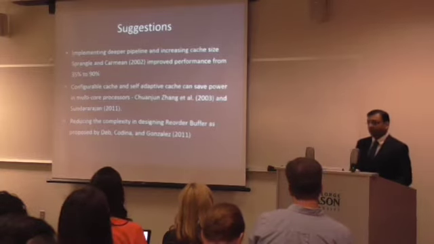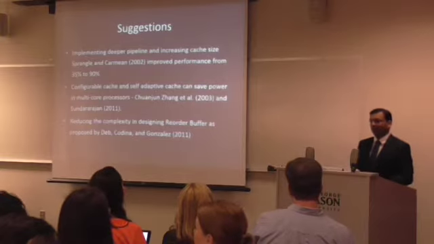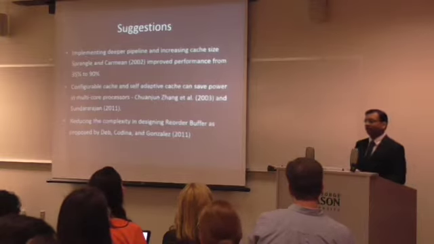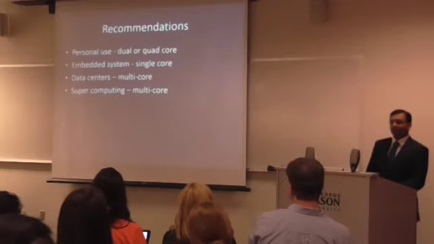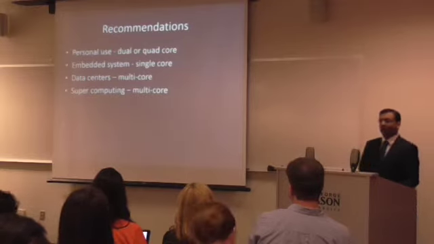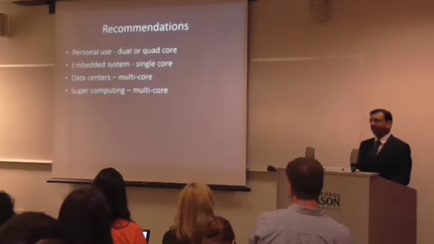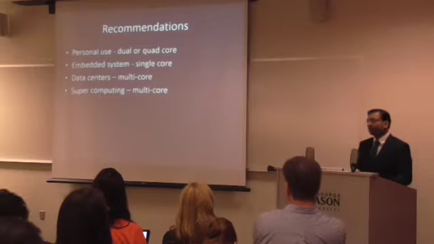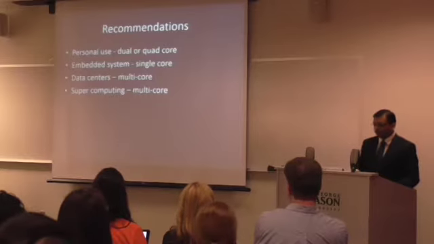So coming back to the general question of which processor to buy: I recommend that if you are using it for personal use, you can go for quad cores or dual cores. If you are designing an embedded system which does not require high computing, you can go for a single core. If you are designing a data center, you can go for multi-core. For high computing, you need multi-core processors.